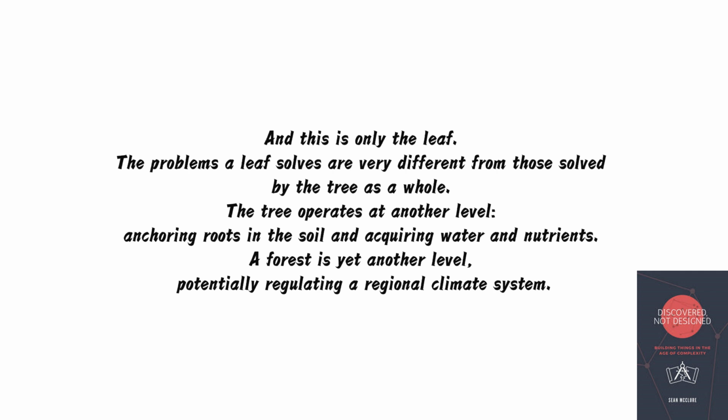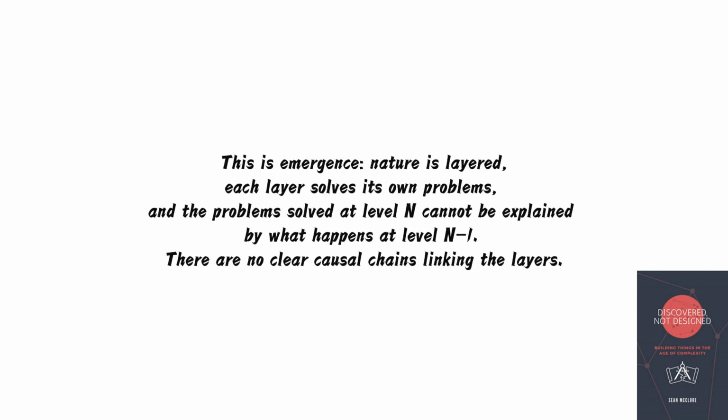And this is only the leaf. The problems a leaf solves are very different from those solved by the tree as a whole. The tree operates at another level, anchoring roots in the soil and acquiring water and nutrients. A forest is yet another level, potentially regulating a regional climate system. This is emergence. Nature is layered, each layer solves its own problems, and the problems solved at level n cannot be explained by what happens at level n-1. There are no clear causal chains linking the layers.